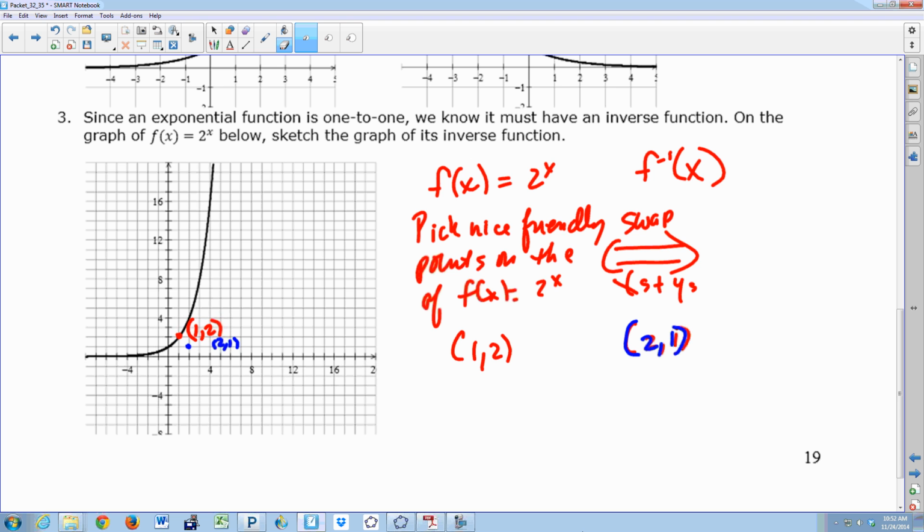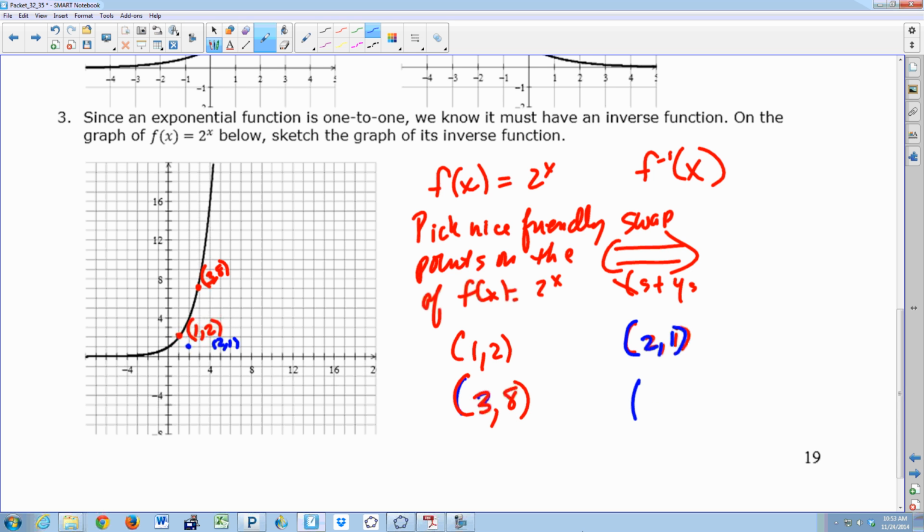How about another point? Someone who didn't give me 1, 2. Who gave me 1, 2? Katie? Yeah. Someone else. Andy? 3, 8. Right. If I put 3 in for x and I do 2 to the third, I get 8. So let's go over and plot 3, 8. There I am at 3, 8. And so I know its corresponding point on my inverse function is what?